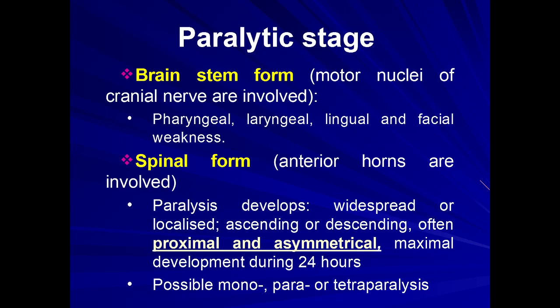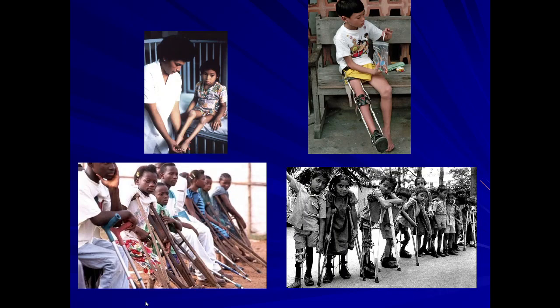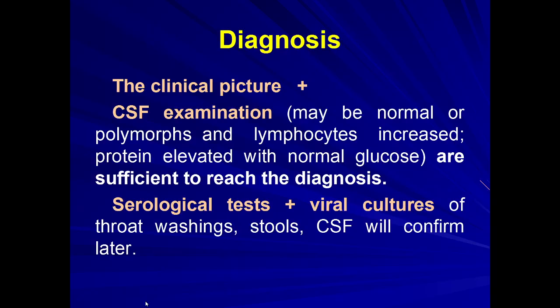And the paralytic stage. If the brainstem is affected, it will affect motor nuclei and cause pharyngeal, laryngeal, lingual, and facial weakness or oculomotor weakness. In the spinal form, when the anterior horn is involved, it causes paralysis, widespread or localized, ascending or descending, proximal and asymmetrical, developing during one day. Monoparesis to tetraparalysis. You can see how widespread it is and how it used to be very widespread.